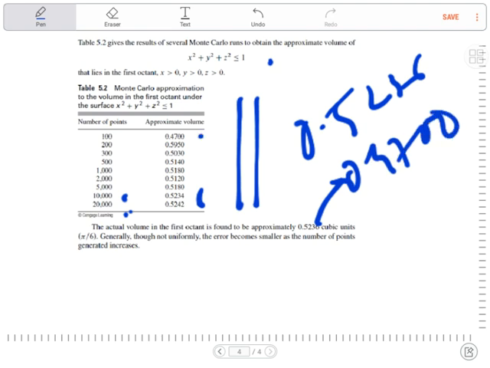Or again for 200, the deviation is huge. The deviation decreases when you use greater than or equal to 10,000. You can see the deviation is decreasing. So this is the idea. Okay, so let us stop here.